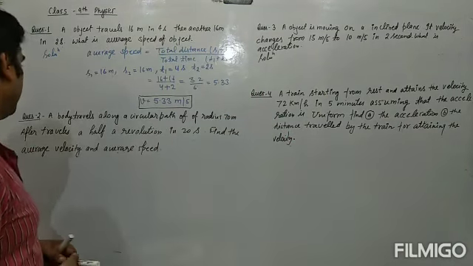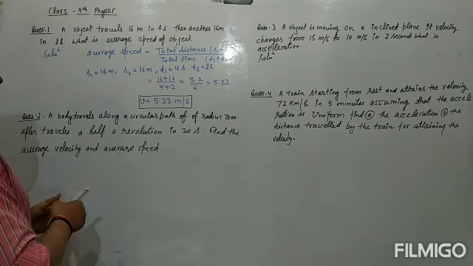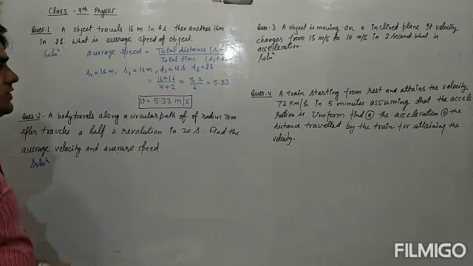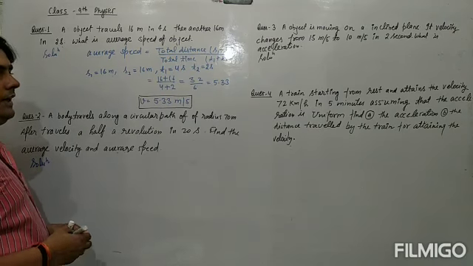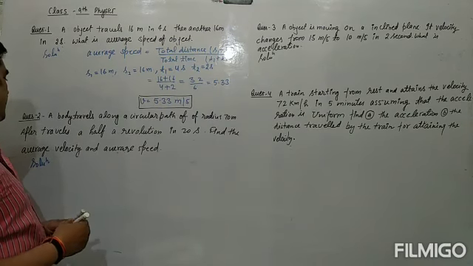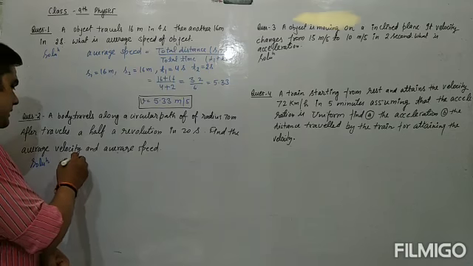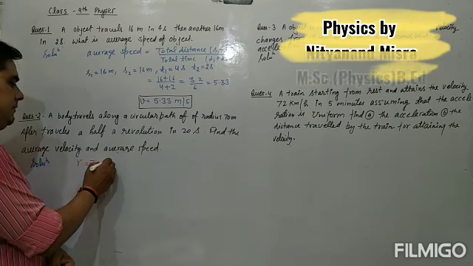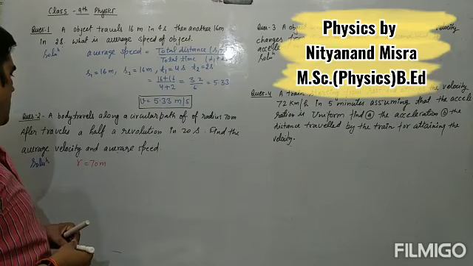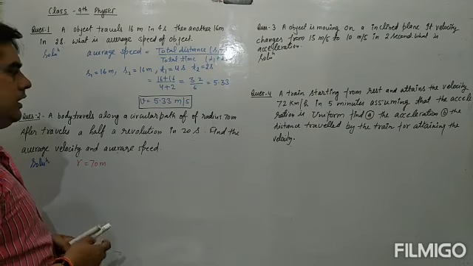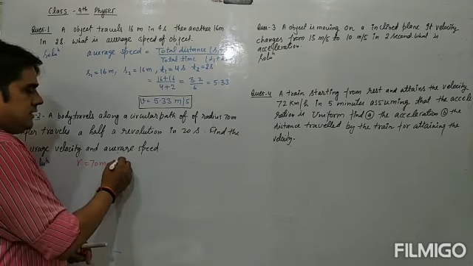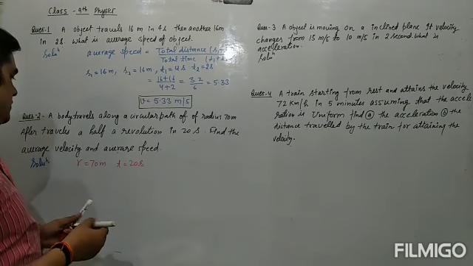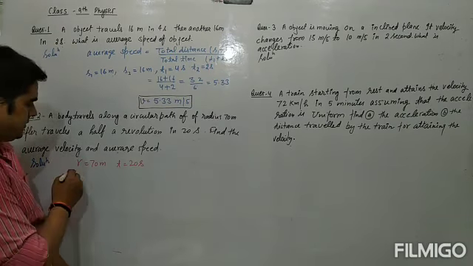On the second numerical problem, a body travels along a circular path of radius 70 meter. The radius of the circular path is 70 meter. A half revolution is completed in 20 seconds. T is equal to 20 seconds. Find the average velocity and average speed.